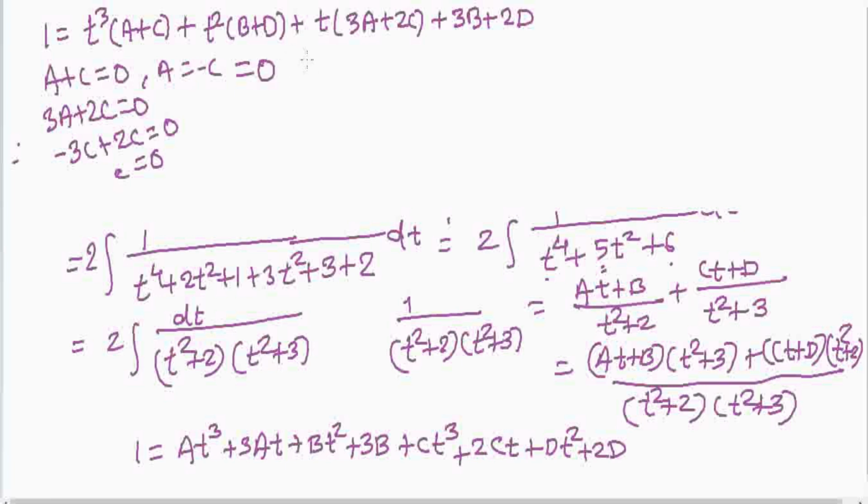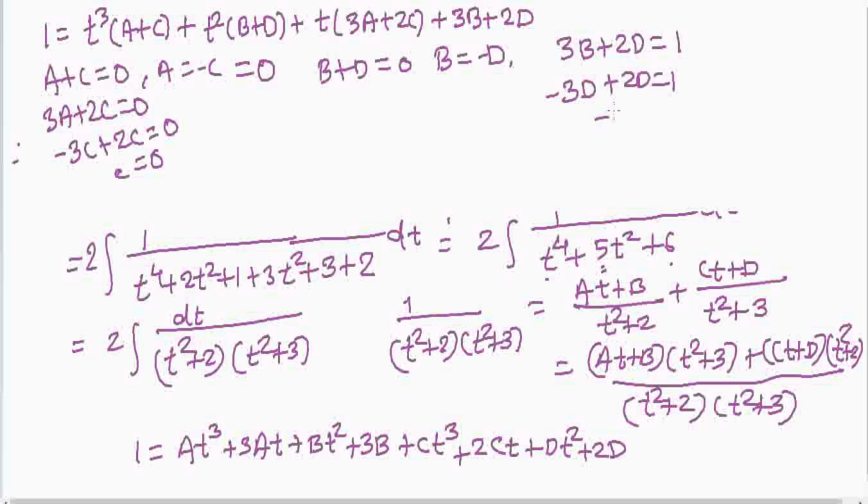Okay, so b plus d equal to 0, b equal to minus d, and 3b plus 2d equal to 1. 3 into minus d plus 2d equal to 1, minus d equal to 1, and d equal to minus 1. D equal to minus 1, b equal to 1. Okay, and hence the integration will be like this.